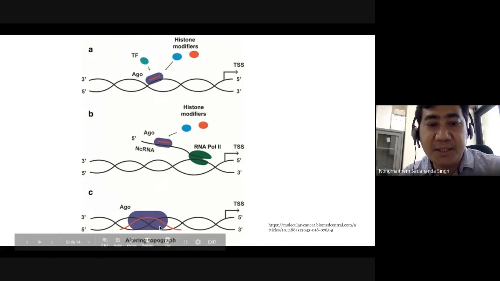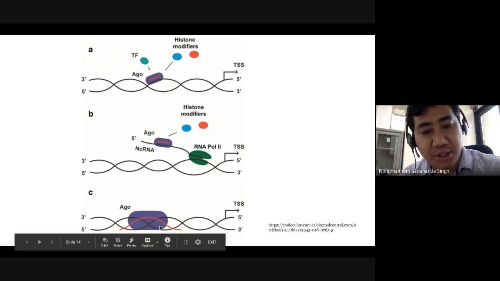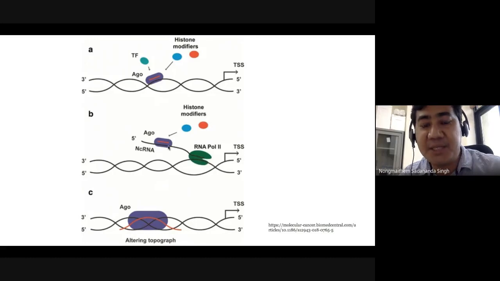So A and C interact with the genomic DNA segment, correct? But in the case of B, it's interacting with a nascent RNA and helps in the localization of histone modifiers. So it's kind of indirect, correct? So it's a slightly different mechanism.